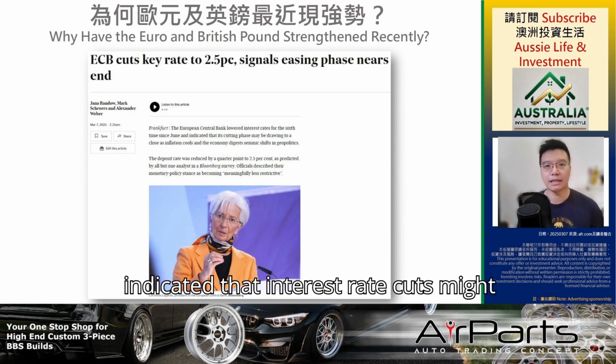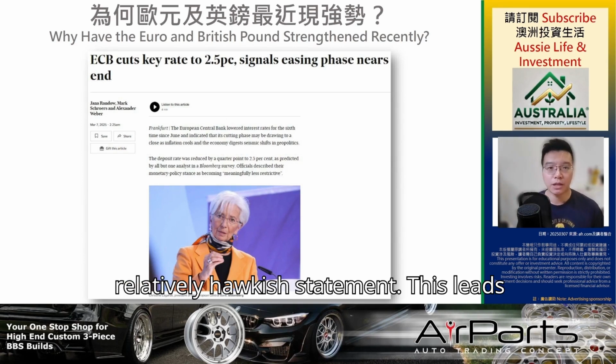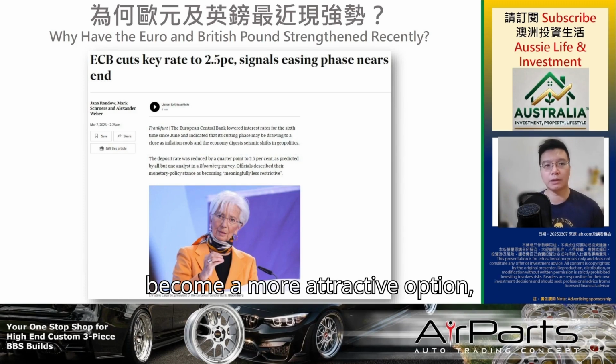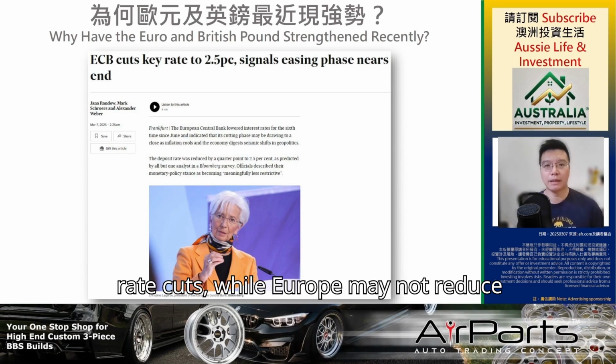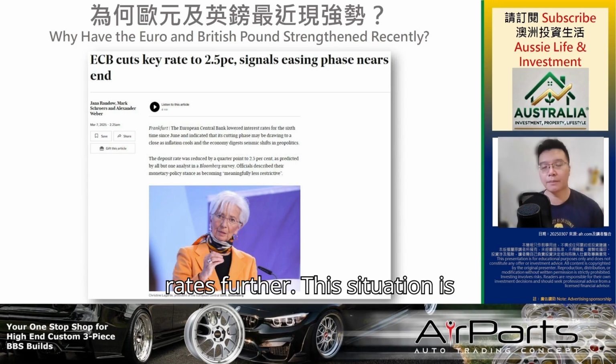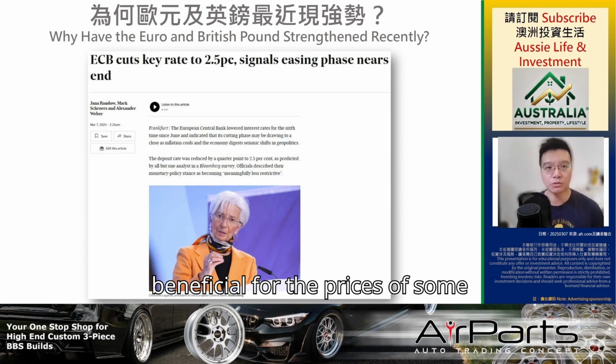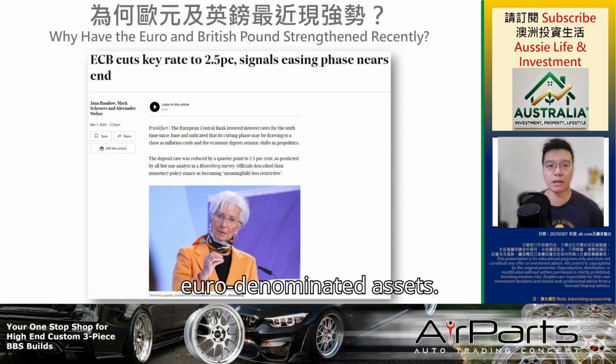The ECB has indicated that interest rate cuts might be nearing their end, which is a relatively hawkish statement. This leads the market to think that the euro could become a more attractive option, especially since the US dollar might face rate cuts, while Europe may not reduce rates further. This situation is beneficial for the prices of some euro-denominated assets.